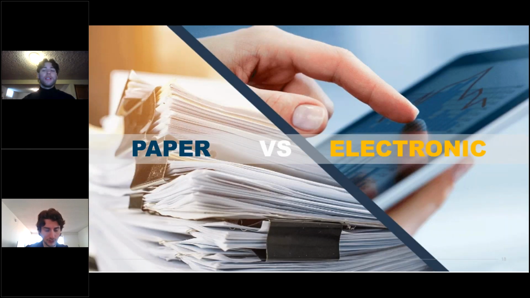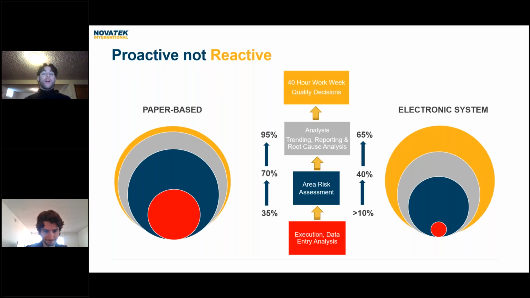And now we're just going to take a step back and take a look at the paper versus electronic system. And that all starts with this graphic right here. What this means for you is this is really breaking down the 40-hour work week and showing how the time saving works on your end. And it all starts with data entry.